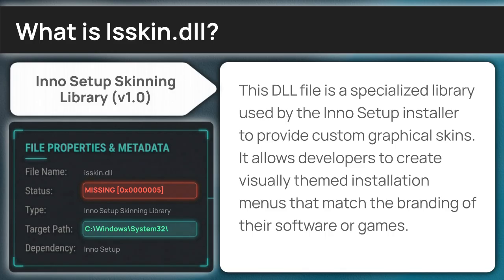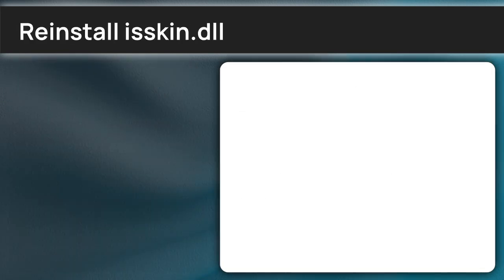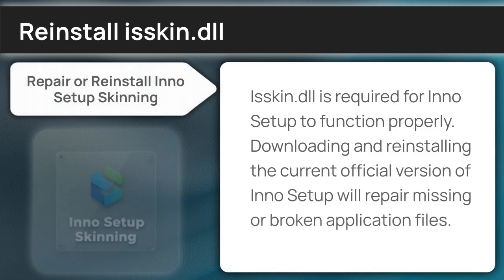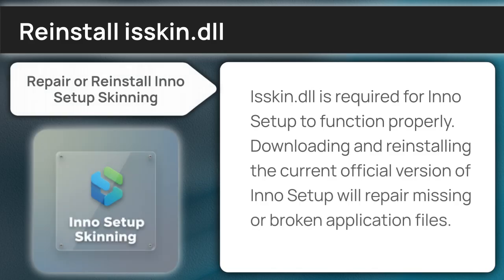Let's transition to the solution, starting with the official Microsoft redistributable. This issue indicates a structural problem within the local Inno Setup installation. Reinstall the latest version of Inno Setup from the official site to restore the Isskin Library DLL safely and ensure all registry links are updated.